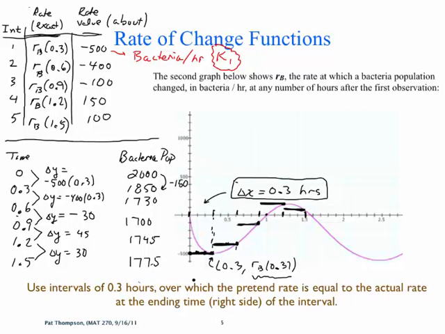It looks like 177.5 right there. Yeah, it does. That's better. So what are we doing?